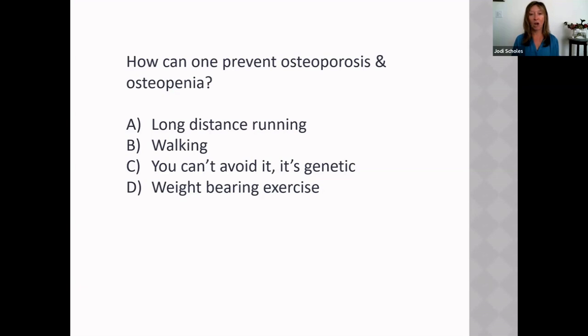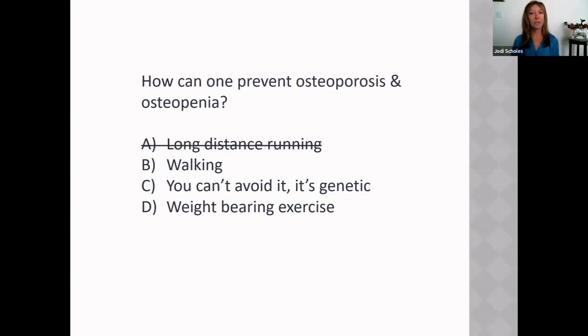All right, let's get rid of the one we know is wrong. Long distance running is not going to help you with osteoporosis. That is not going to be a good idea if you have osteopenia.